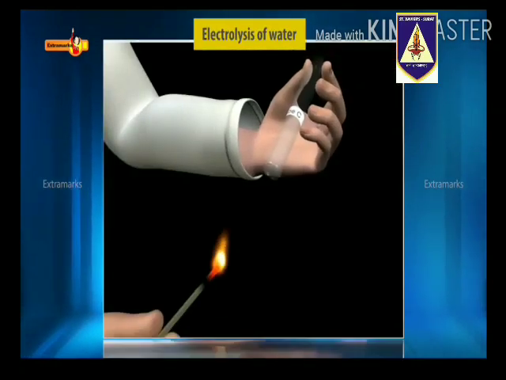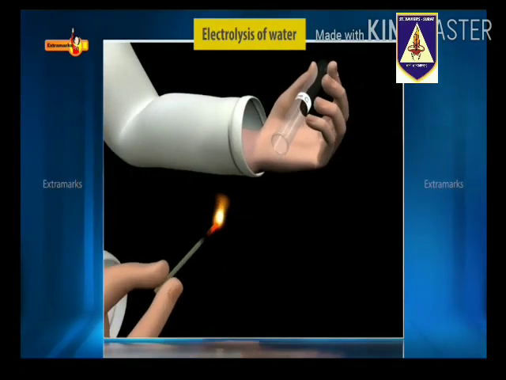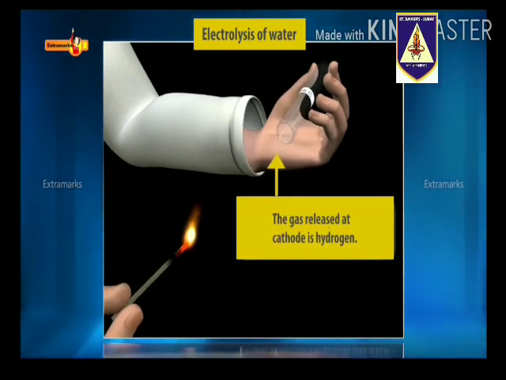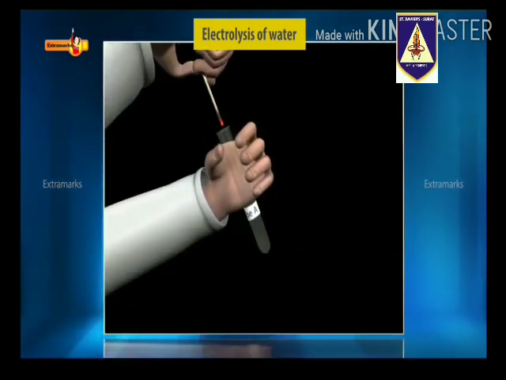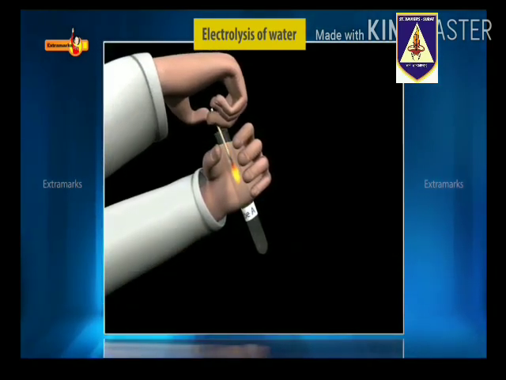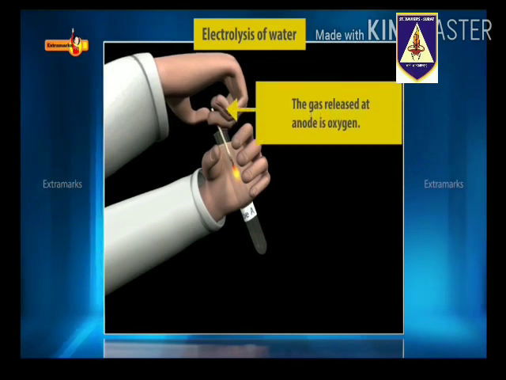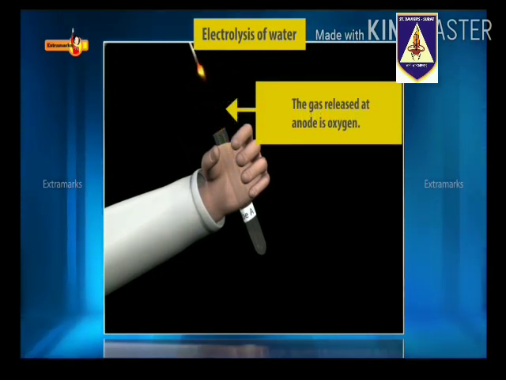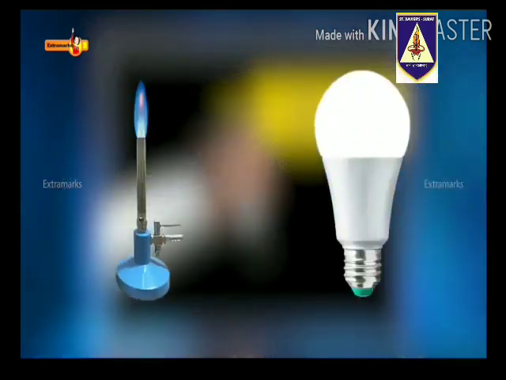Take the test tube C and bring the lighted matchstick close to the mouth of the test tube C. A pop sound proves that the gas in the test tube C is hydrogen. Now, take out the test tube A and bring the glowing splint close to the mouth of the test tube A. The ignition of the glowing splint proves that the gas in the test tube A is oxygen. So, the compounds can be decomposed by heat or electricity.